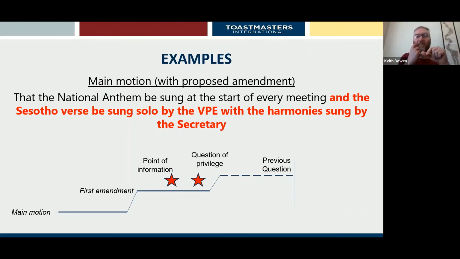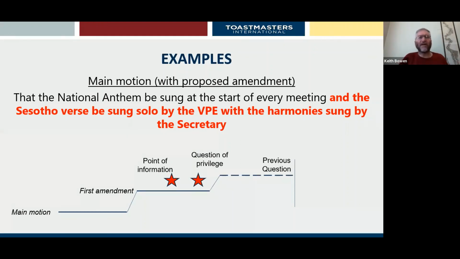Then the last one is that someone can raise the previous question. And as we mentioned before, the previous question is not itself debatable, it's not amendable. It does require a second, but it does mean that you've got to vote on it.